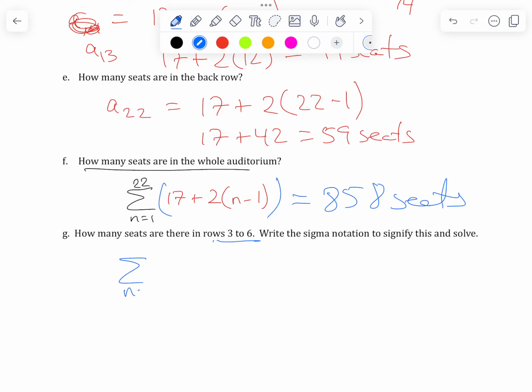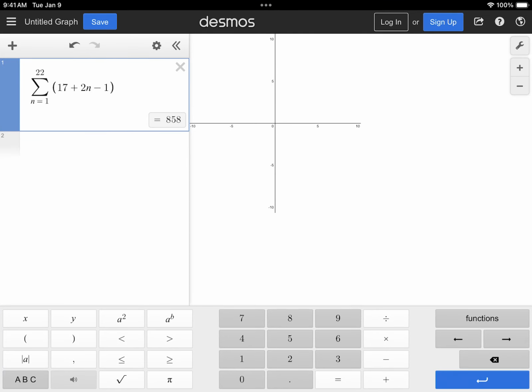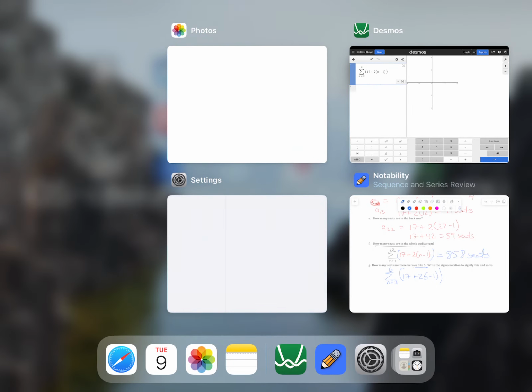Well, I'm just going to copy this, except start with row 3 and then only go up to row 6. But everything else is going to be the same. So I'll go back to the calculator and then just change that 1. I'm going to change that to a 3. And then change the 22 to a 6. And I get 100. Oops, that's not right, because this is going to be 2 times n minus 1. Sorry, put that in parentheses. So there's 96. Boom.